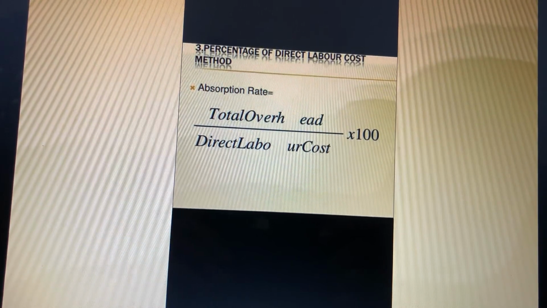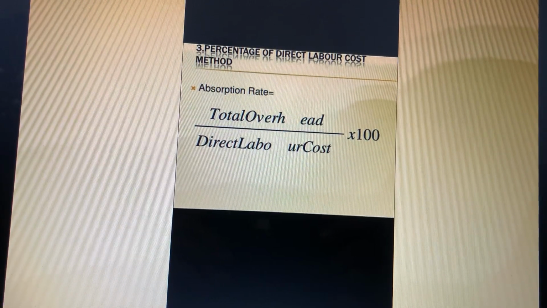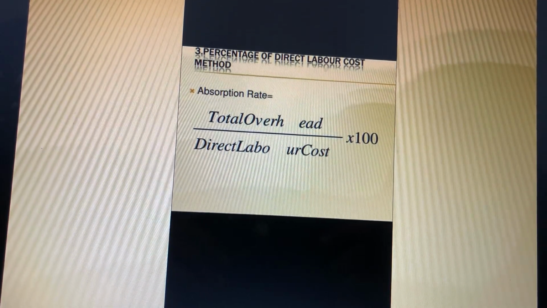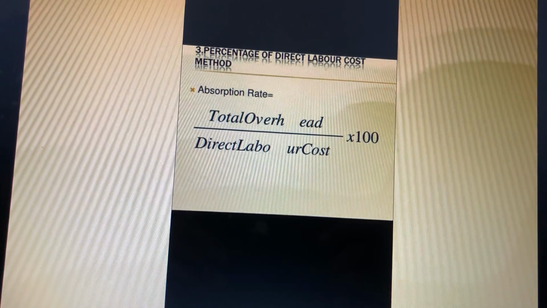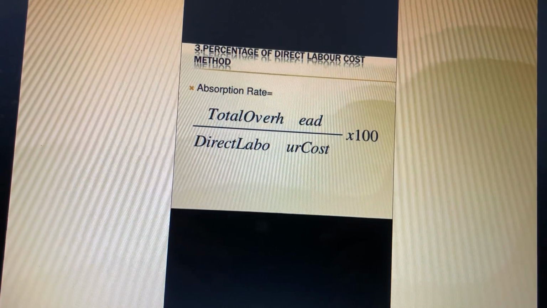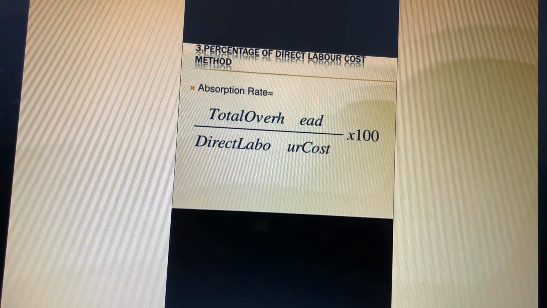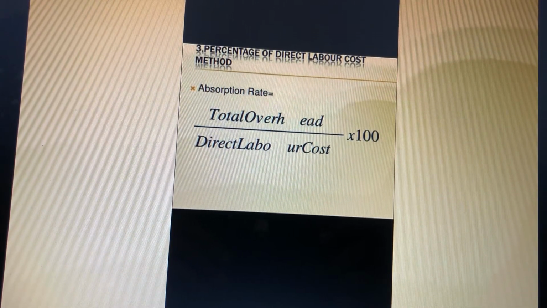Now, the next method is the percentage of direct labor cost method. Under this method, which is a very easy, direct and simple method and widely used in most concerns, the overhead rate is calculated as overhead expenses divided by direct labor cost. Generally, from past experience on the basis of estimates, a percentage of factory expenses to direct wages is calculated and jobs are charged according to this percentage.